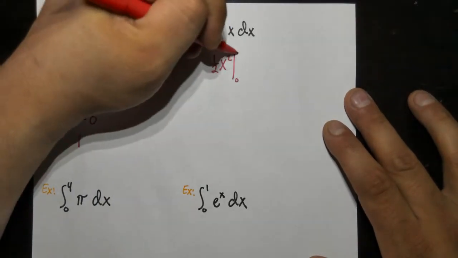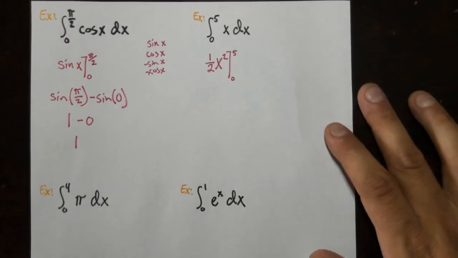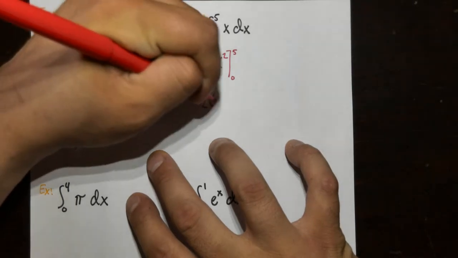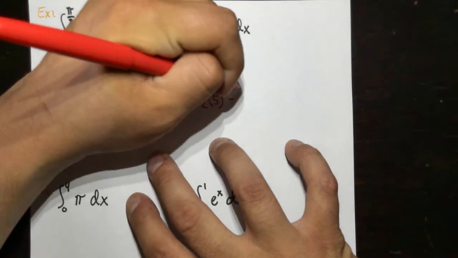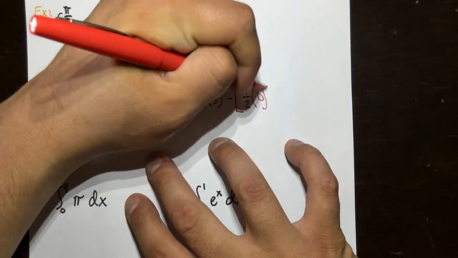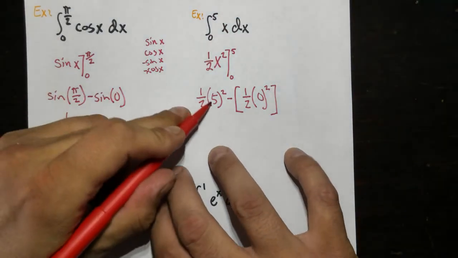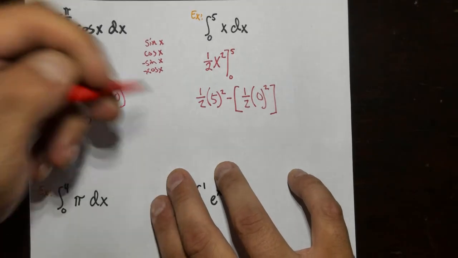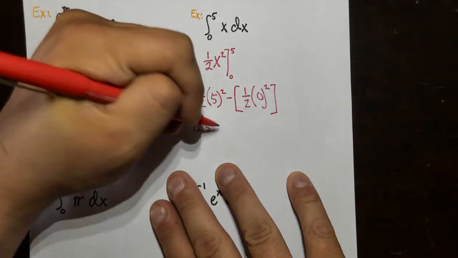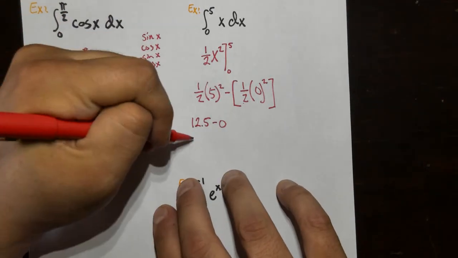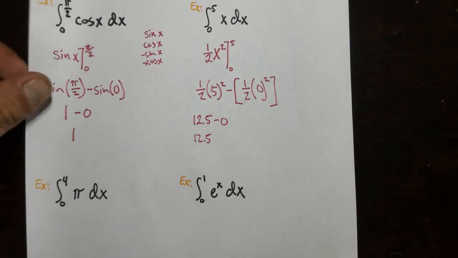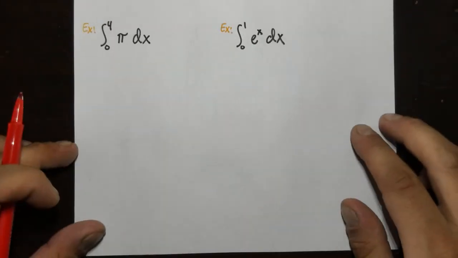From 0 to 5, that's our bounds. So let's evaluate now. So 1/2 times 5 squared minus 1/2 times 0 squared. Well, 5 squared is 25, times 1/2 is 12.5. And this is just going to zero out, so it's going to be minus 0, which is just 12.5. Awesome.